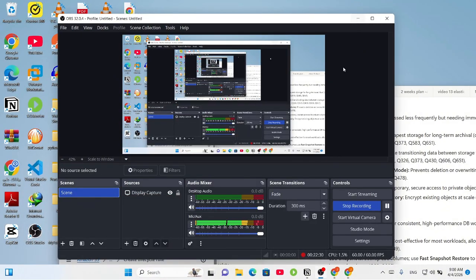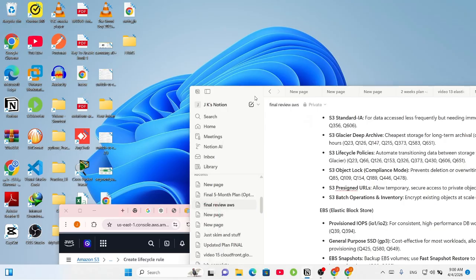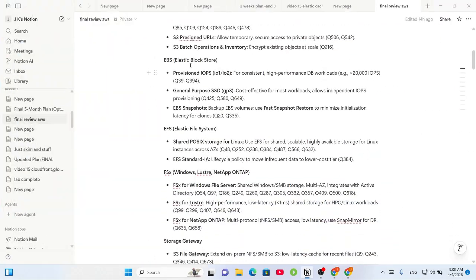Okay, and I think this is enough for now. Let's just move on to the next topic, which is EBS. EBS is Elastic Block Store. This is basically like a hard disk for an EC2 instance. We've talked about this as well. Provisioned IOPS, for consistent high performance DB workloads. For example, it has to be greater than 20,000 IOPS.